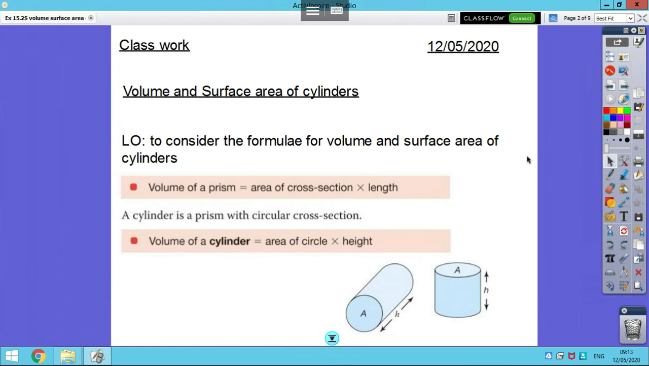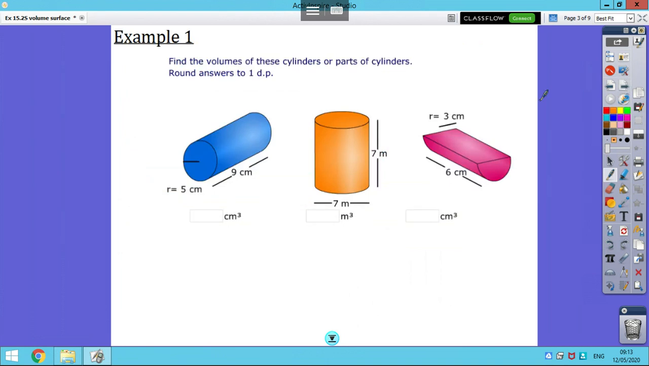We know the top one, the volume of a prism is the area of the cross section multiplied by the length. Well, for the volume of a cylinder, it's the area of the circle at the front multiplied by the height of the cylinder, and that will help you find the volume. So write that one down and pop it in a highlighted box, as we usually do in class. Remember, pause the video at any point if you need to take some more time to write things down.